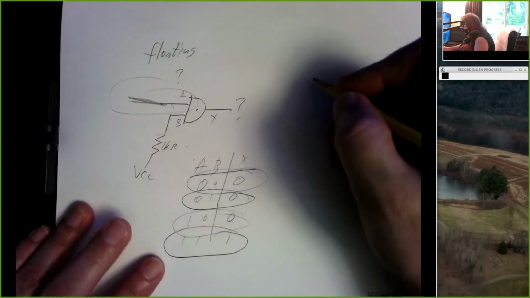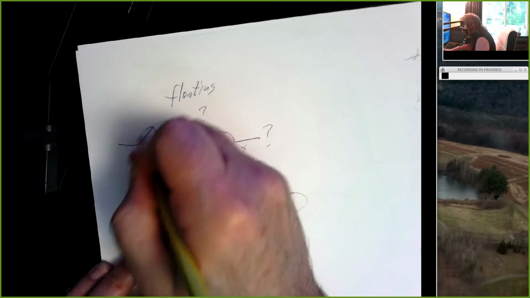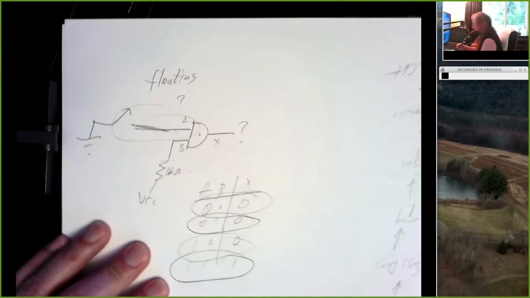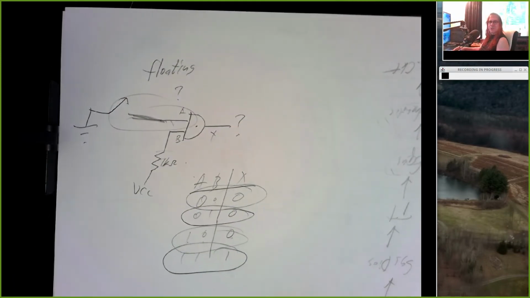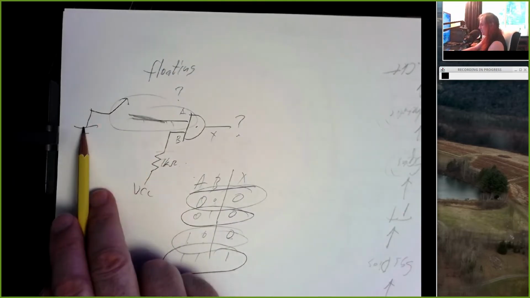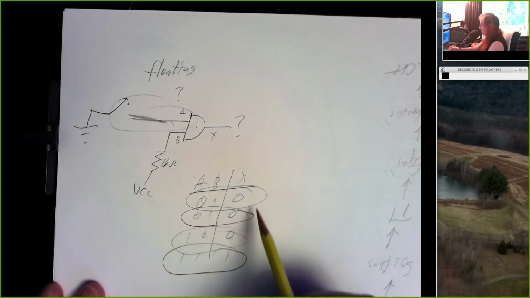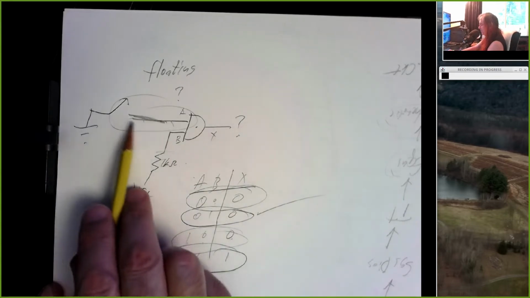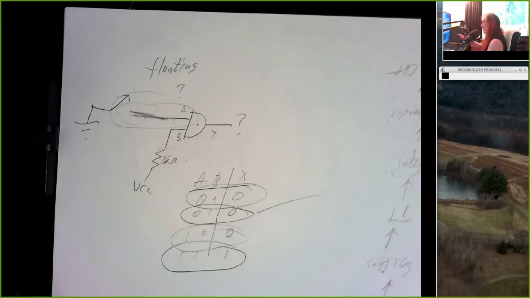So if you build your switches like this, your switch only works half the time. If I close my switch, now I have this input connected to ground, that's a logic 0. I'm all set. But if the switch is open, this is floating, no way to know what that input is.